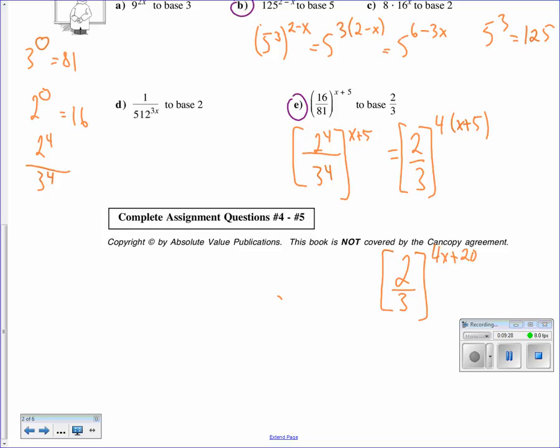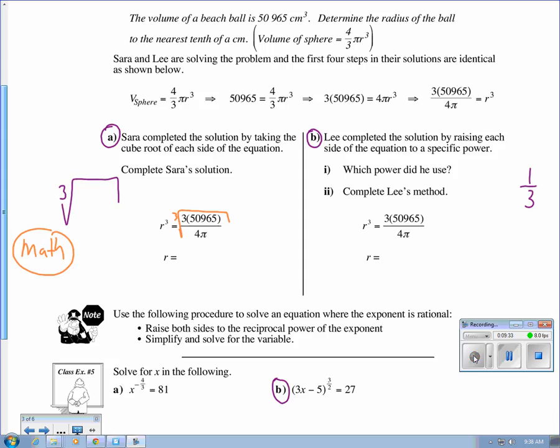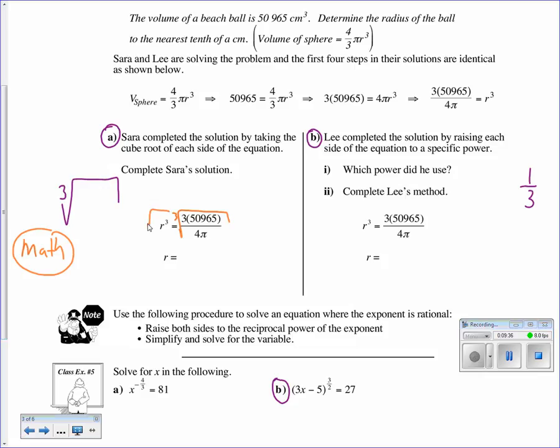Now, where does that skill come into play? Turn the page over again. So Sarah's going to end up cube rooting both sides. And we understand that a cube root and r to the 3 undoes one another, so I isolate r. What other button could I use on my calculator so that maybe I don't have to rely on math all the time? I've got a hint there. The power button. Yeah.